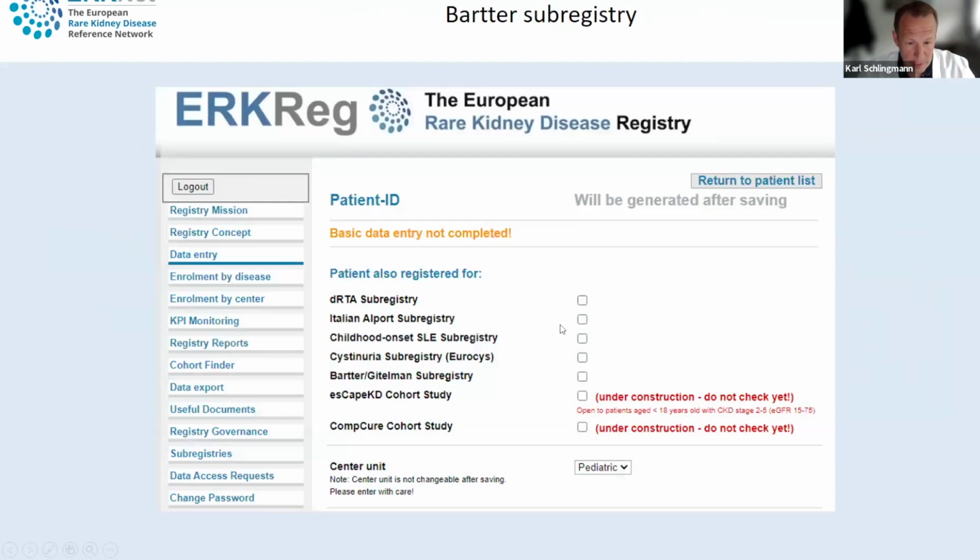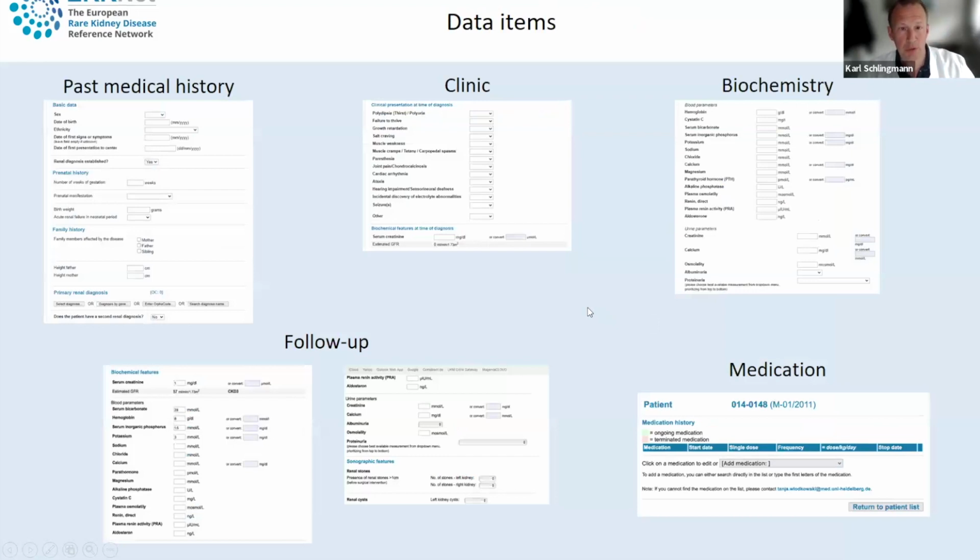If you paid attention to Adriana's talk, you will be familiar already with the structure of the ERKReg main registry and the different subregistries that you are accessing via this page you see here. One of those is the Bartter and Gitelman subregistry. And if you look at the substructure of the registry, the submenus that will open once you decide to include a patient in the subregistry, it consists of the basic data, which is shown in the upper part, and the visits or follow-up data that has to be inserted later on, and which also includes the medication.